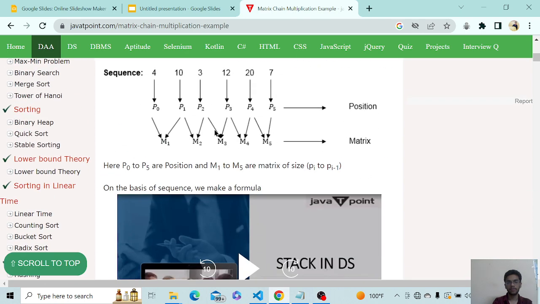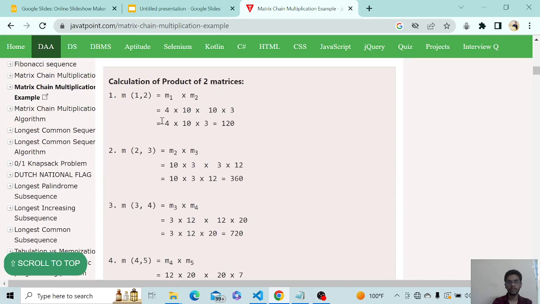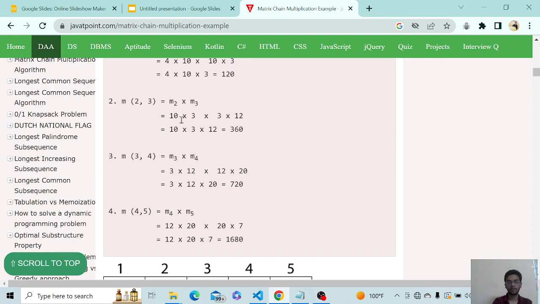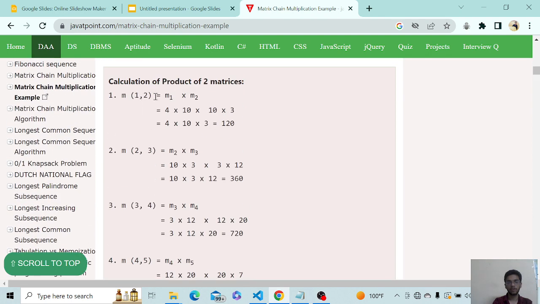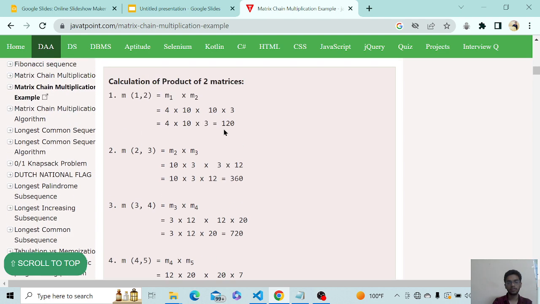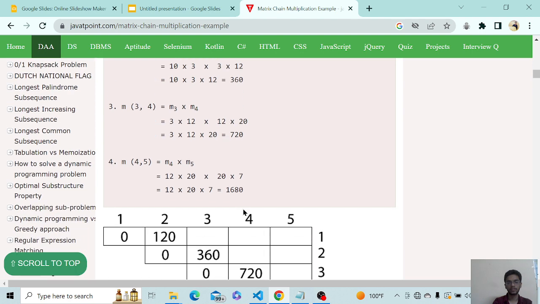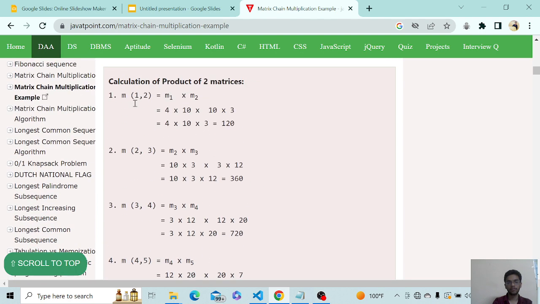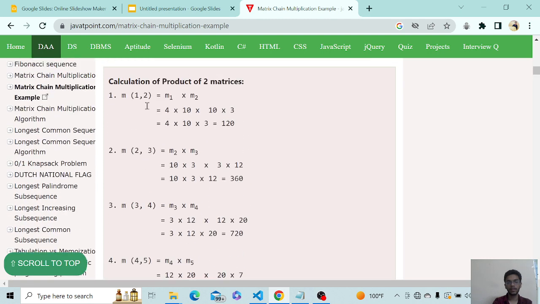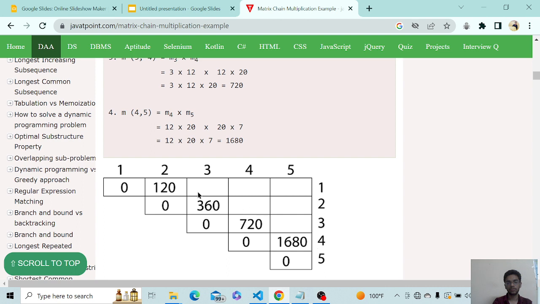So we will use an example here. If there are two matrices and we have to calculate their product, how can we put brackets in the 1 2 3 4 5 matrices so we can generate a minimum number of results? Like if you put in 1 comma 2, 2 comma 3, 3 comma 4, 4 comma 5, that's generating 120, 360, 720, 1680. So if we put brackets in 1 comma 2, 2 comma 3, 3 comma 4, suppose we have 5 size matrix, and if we put brackets like this, then these are the results of the operations generated.